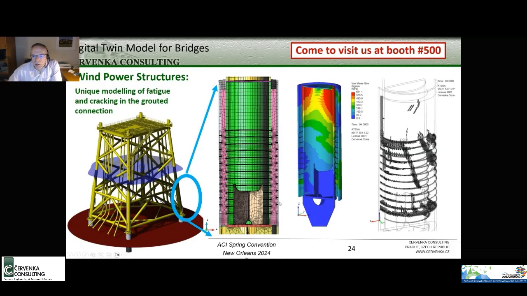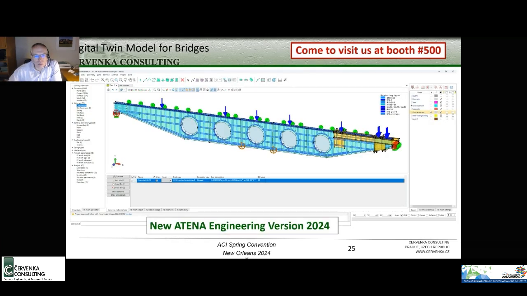Another application, a very interesting one, is offshore wind energy, towers for electrical energy production by wind. Here you see the model, and here you see the development of interior cracks due to the extreme loading event. Now I would like to show some slides from the software to give you some idea how this actually works in practice.